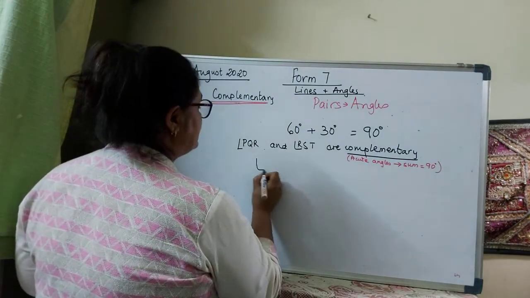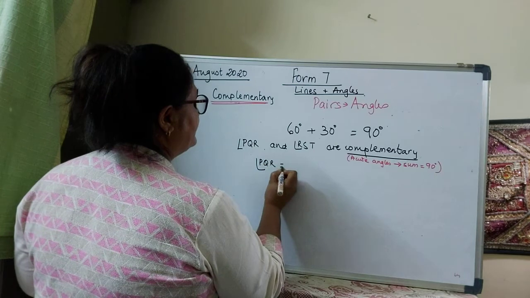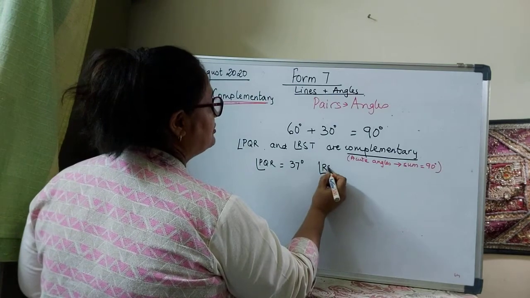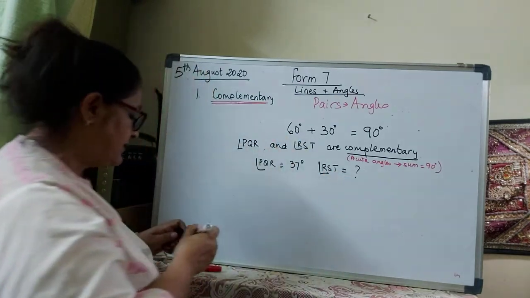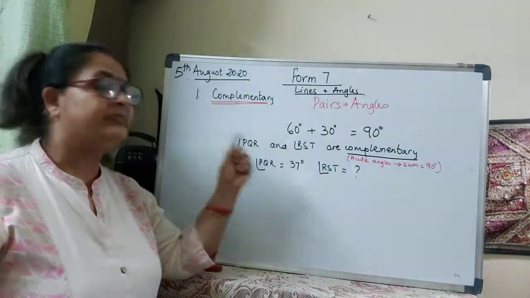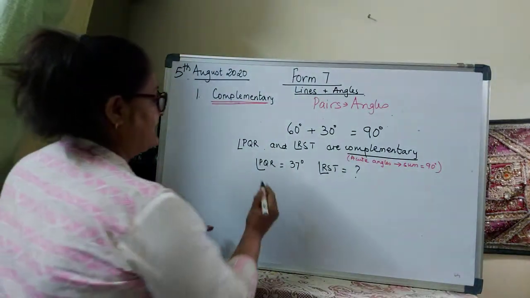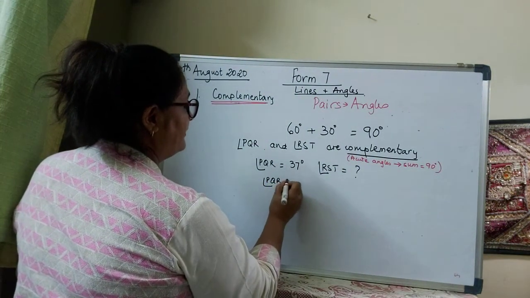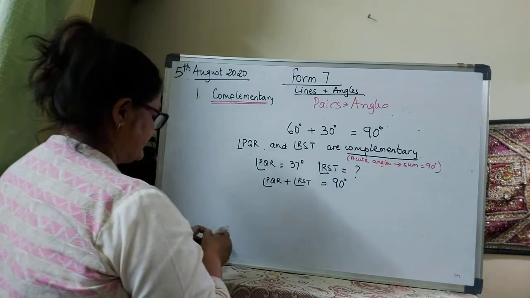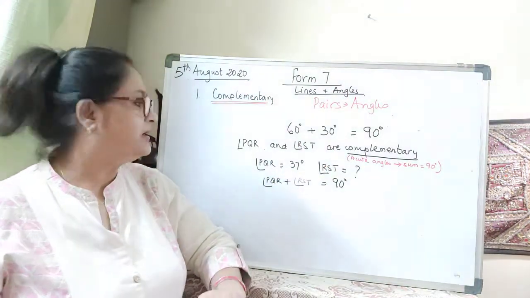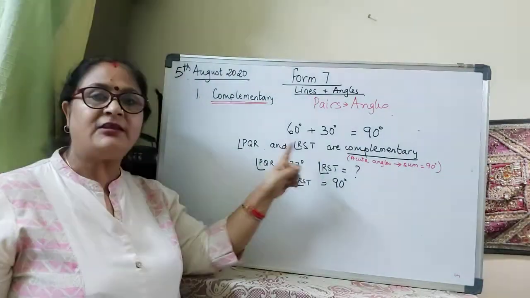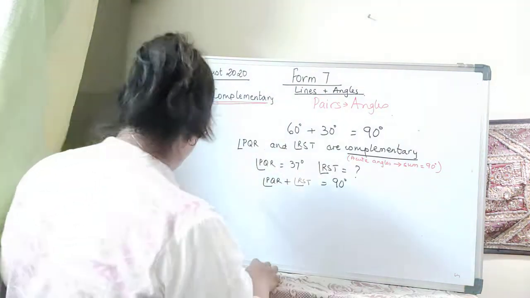Supposing we say that the measure of PQR is 37 degrees, then what will be the measure of RST? What will be the measure of RST? Now, what do we know? What type of angles are they? They are complementary. So if I add PQR and angle RST, I will be getting 90 degrees because they are complementary. So to get the value of RST, subtract the given value from 90, you will get the measure of RST.